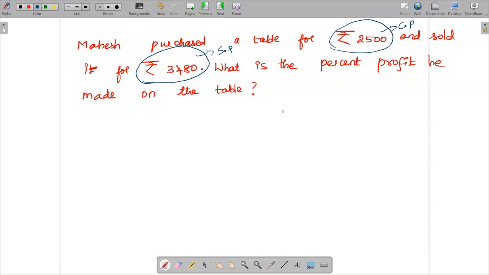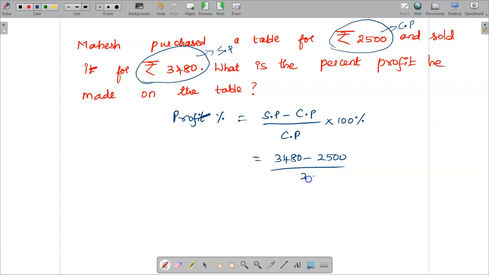The profit percentage is, as I said before, selling price minus cost price, since the selling price is higher, and the denominator is always cost price, into 100 percentage. So the selling price is 3480 minus cost price 2500, divided by cost price 2500, into 100 percentage, so that we will get the profit value.